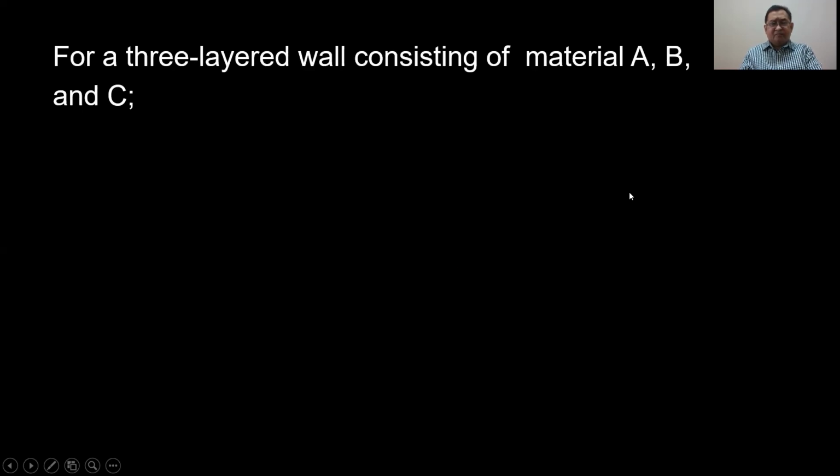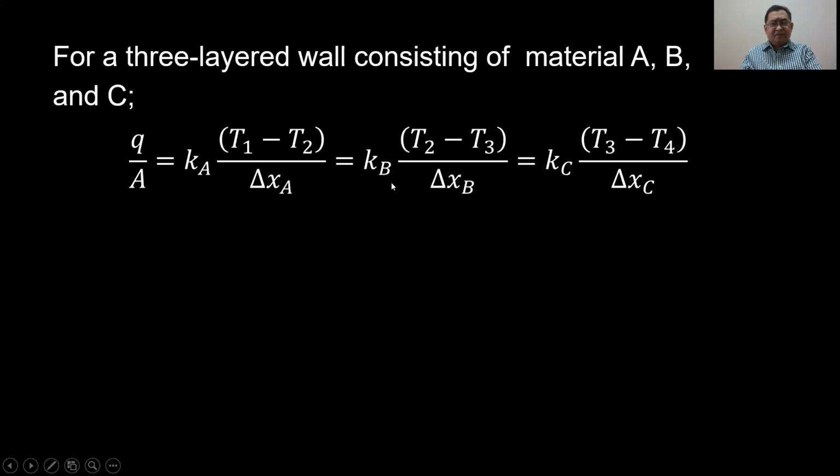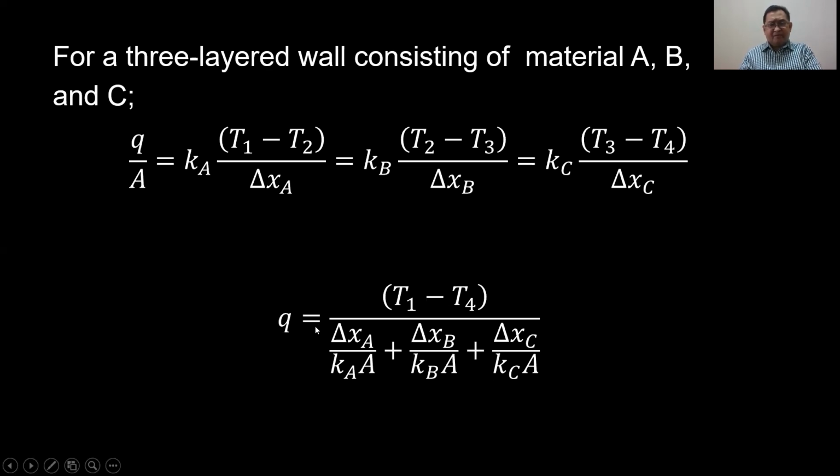So for a three-layered wall consisting of the three materials A, B, and C, the heat flow rate divided by the area will be constant overall as it goes through the different materials A, B, and C. So the heat flow per area is always equal when it flows through A, B, and C. And rearranging the equation, we have Q equal to the quantity T sub 1 minus T sub 4 all over the thermal resistance: delta X sub A over K sub A, plus delta X sub B over K sub B, plus delta X sub C over K sub C, all over A.